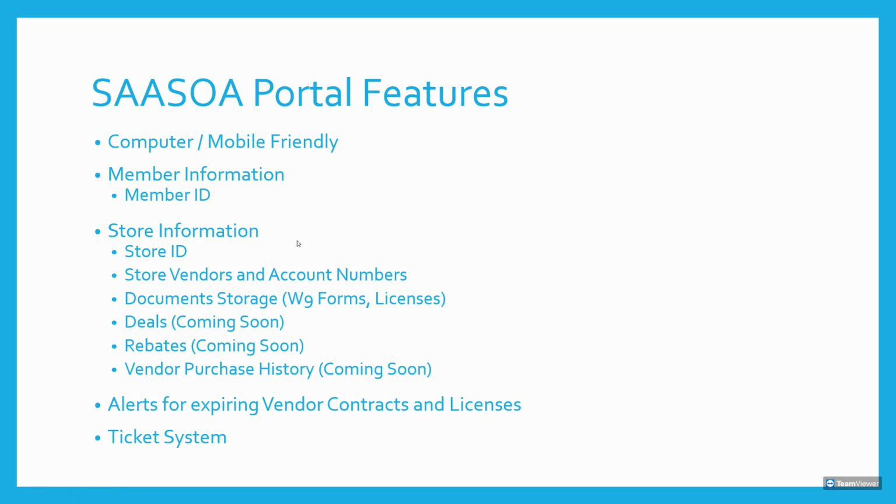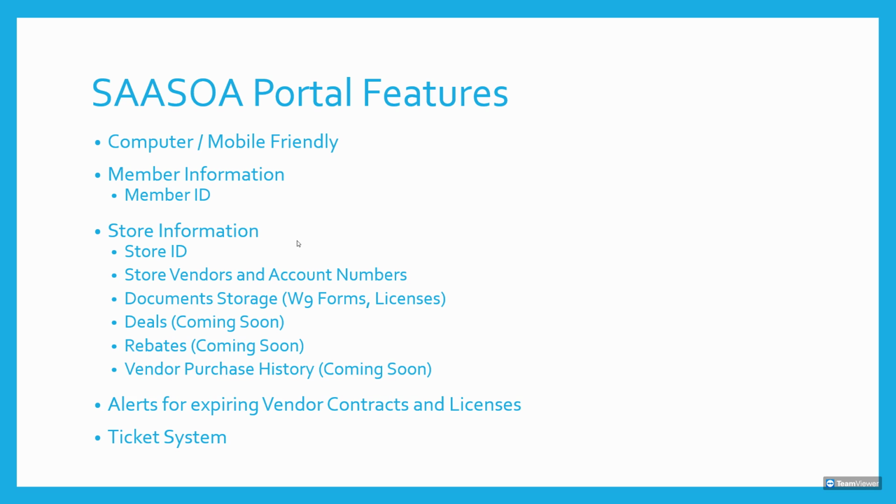Let me go over the portal features at a high level. The portal is divided into four major areas. One area is the member information, which houses your contact information, such as your phone number, email address, and your individual member ID.